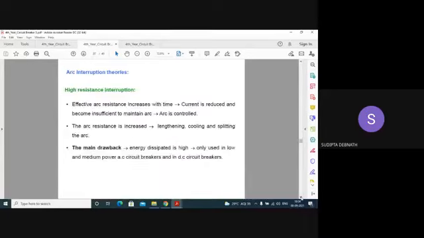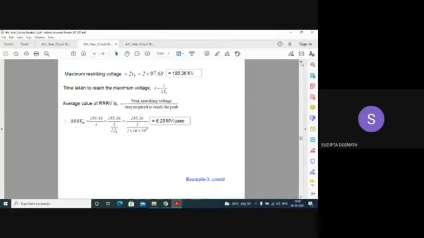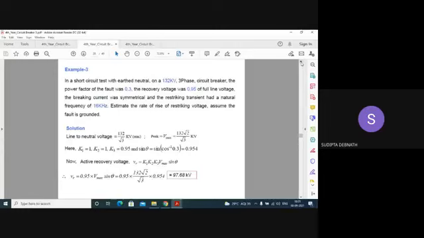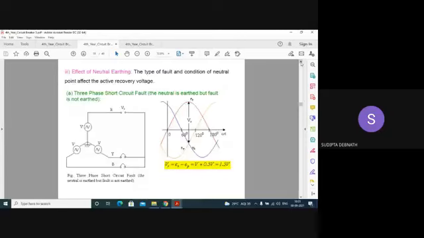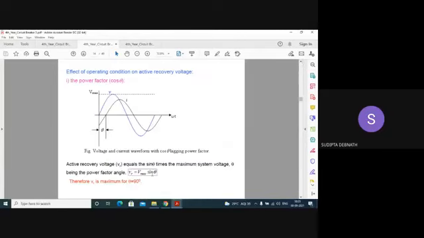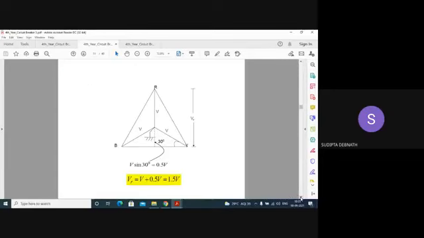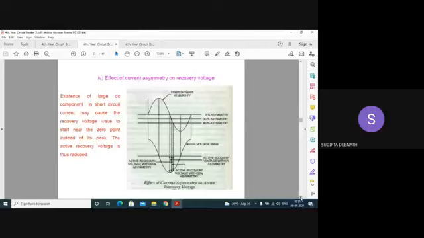Another problem, I will just go through this problem. In a short circuit test, this is the phenomenon given, this is the voltage given, all these things given: recovery voltage, power factor, natural frequency of oscillation. So the formula is this one, with K1, K2, K3: active recovery voltage, you know active recovery, we have already discussed, with sin theta. We take all these conditions in the form of K1, K2 and K3.